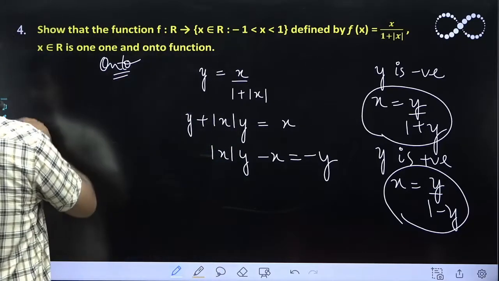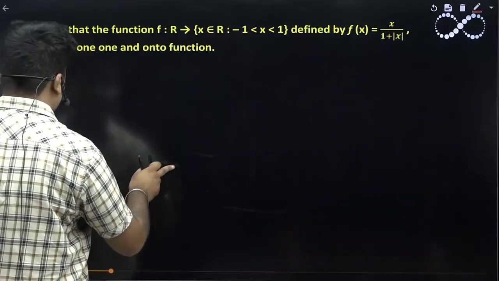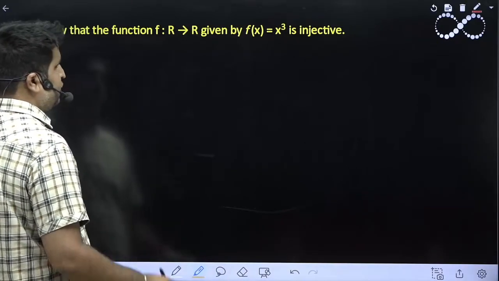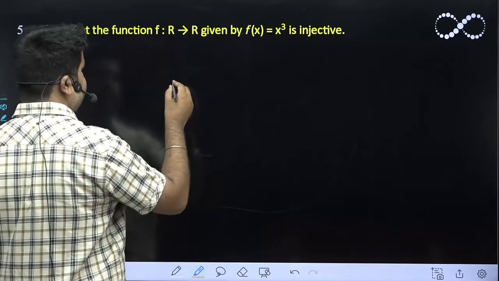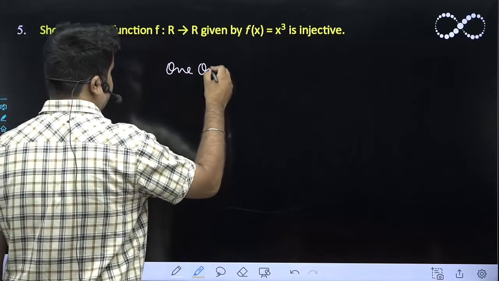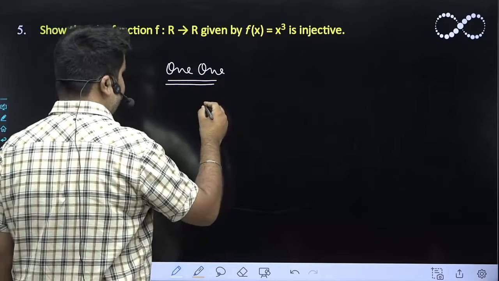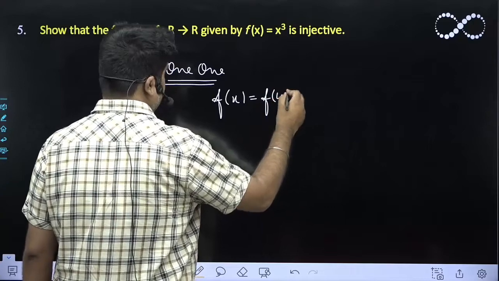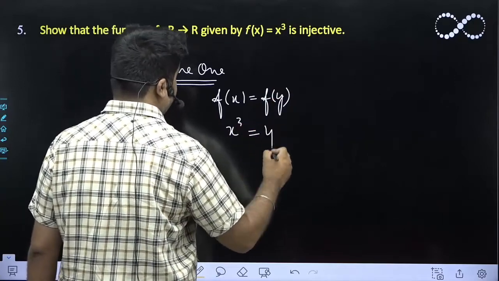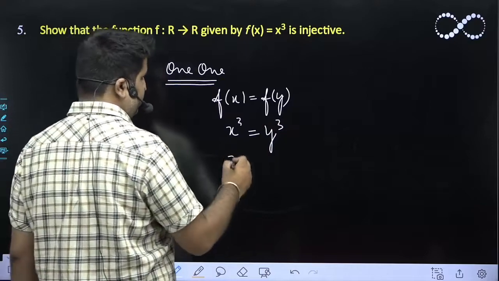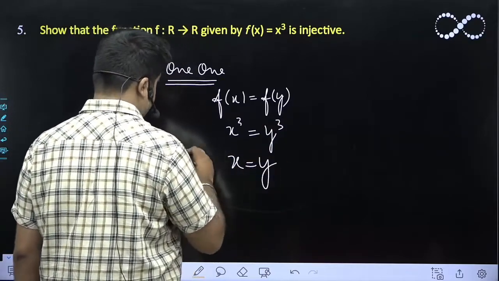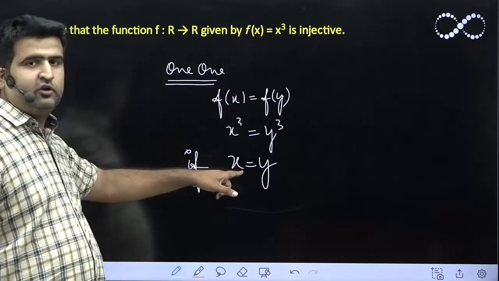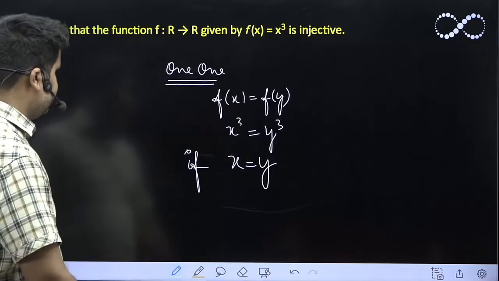So now let's see the next question. Show that the function f defined from R to R given by fx is equal to x cube is injective. So injective means 1, 1. So if you have to prove that this is injective, assume fx is equal to fy. So you get x cube is equal to y cube. Okay. So this is only possible if x is equal to y. So therefore from fx is equal to fy we concluded that x is equal to y. Therefore this function is injective.